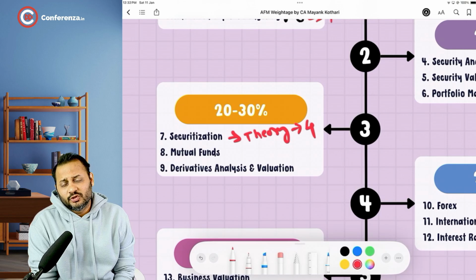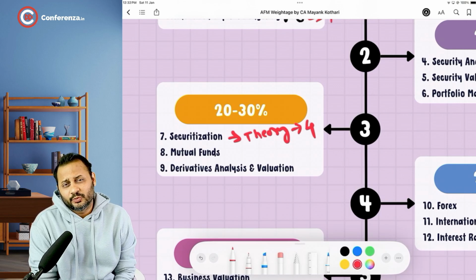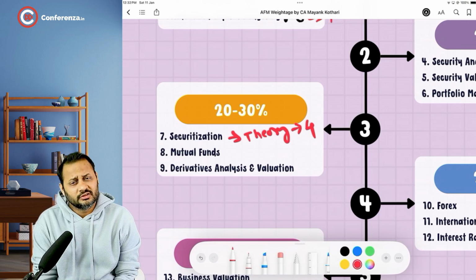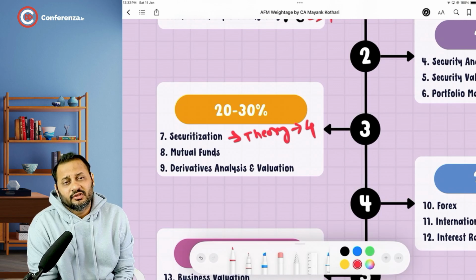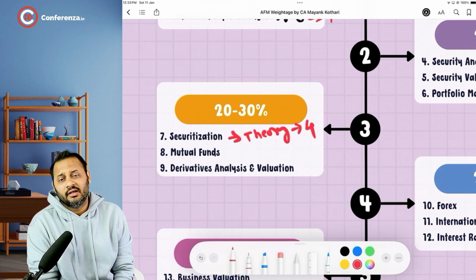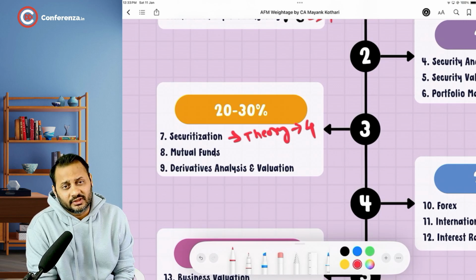And then mutual fund is also another chapter where a practical question is possible, a round of 6 marks, or theory may be asked. So mutual fund is again a scoring chapter, a small one, easy one, and scoring as well. So make sure you are also doing it.